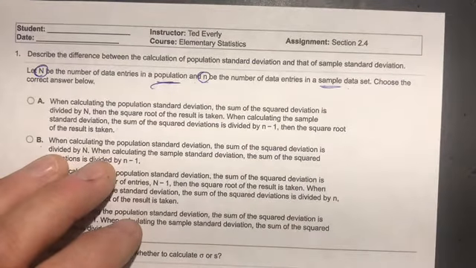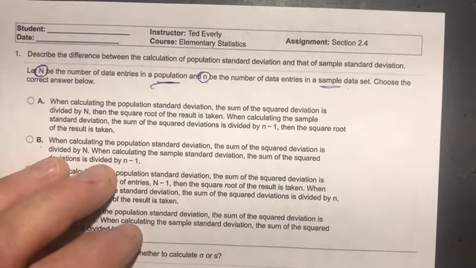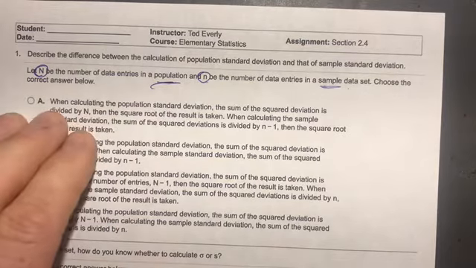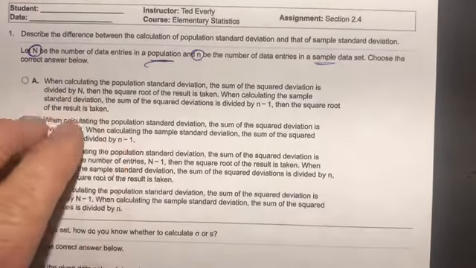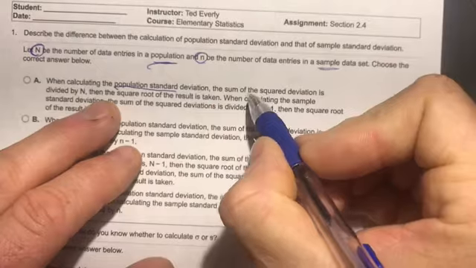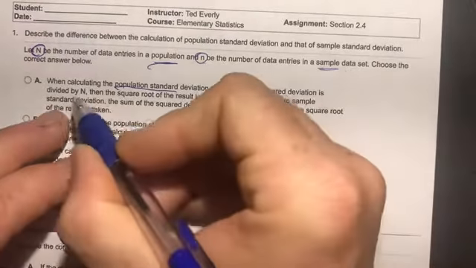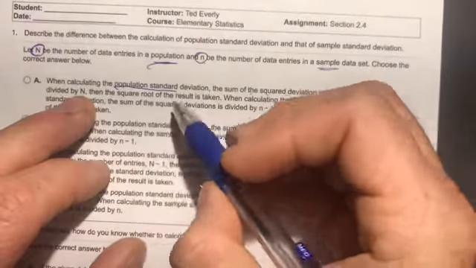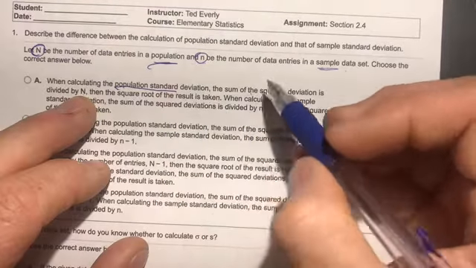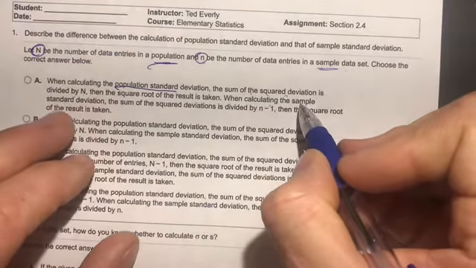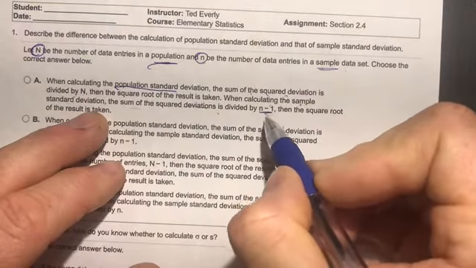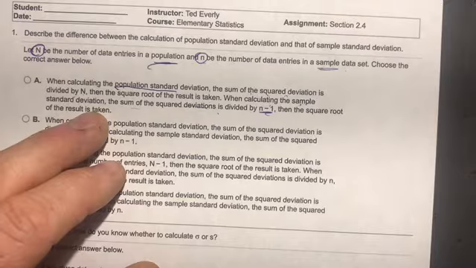Now looking at my choices, I think A is the answer here. Because when calculating the population standard deviation, the sum of the squared deviation is divided by n, and then the square root of the result is taken. When calculating the sample standard deviation, the sum of the squared deviation is divided by n minus 1.